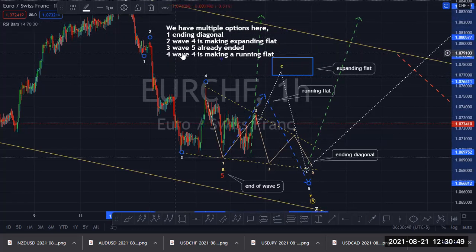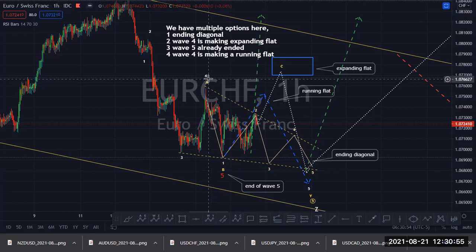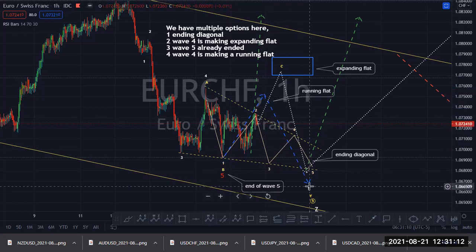Fourth option is that wave 4 is making a running flat. In that case, this is wave A, wave B, and wave C will end somewhere here before the start of wave A, before the end of wave A. Then it will drop again before buying.